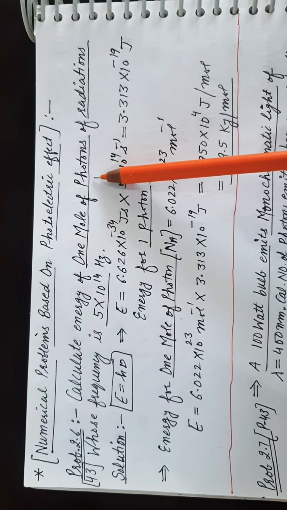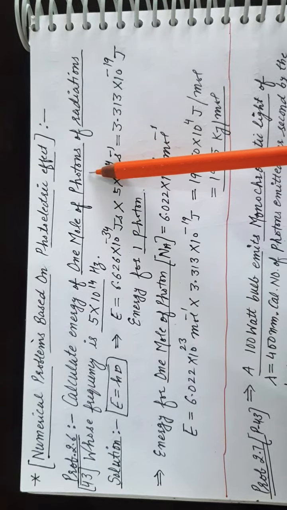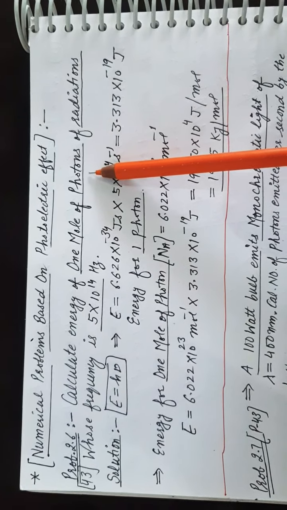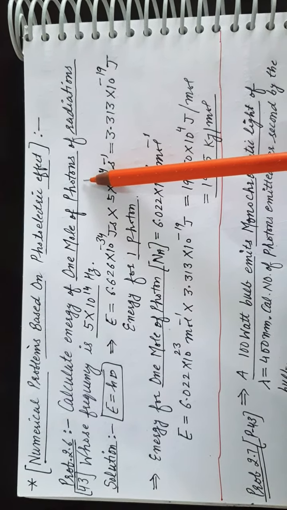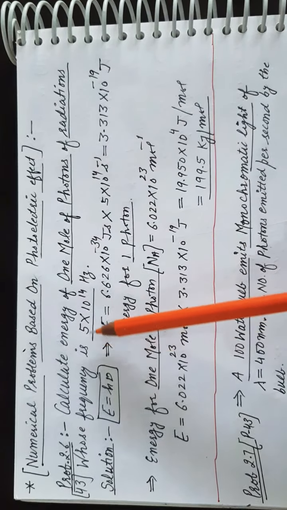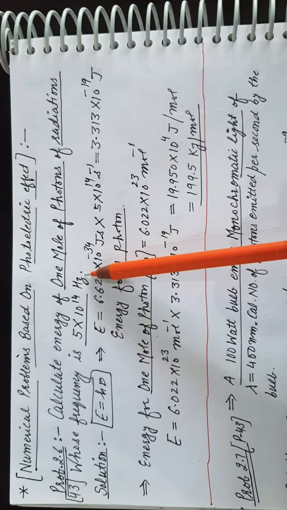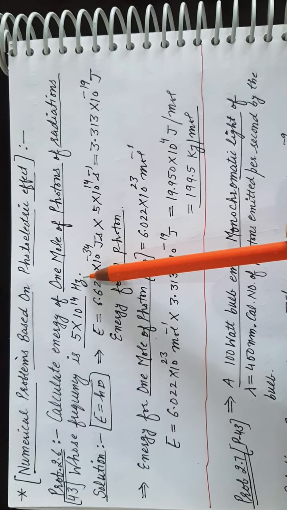What is a photon? It is the packet of energy in case of light. The discrete value of energy in case of light is known as a photon. And the frequency is given, 5 into 10 raised to power 14 Hertz. Hertz is the unit of frequency, or we can say second inverse.